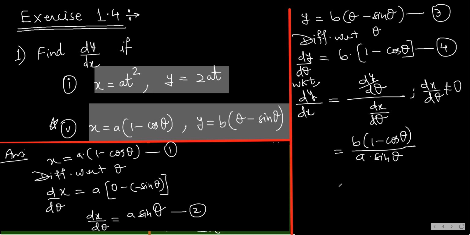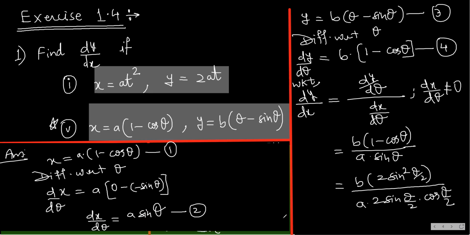Now I use the half angle formula. So b and 1 minus cos theta is 2 sin square theta by 2. And here a and sin theta is 2 sin theta by 2 into cos theta by 2. So I get 2 cancelling, and then sin of theta by 2 also cancels. The final answer that you get is b upon a tan of theta by 2. This is your final answer, which is dy by dx.